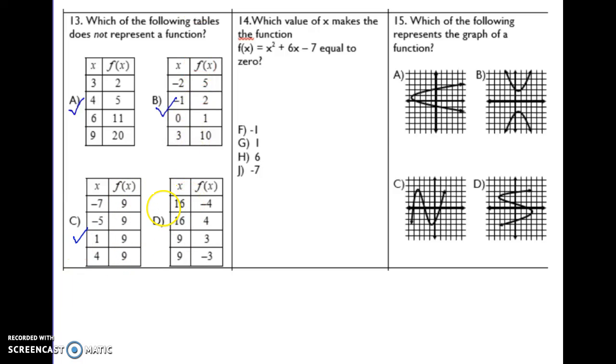Okay, here, I've got 16 with an output of -4 and 16 with an output of 4. So right there, that tells me D is not a function. Okay, you can't have two different outputs.